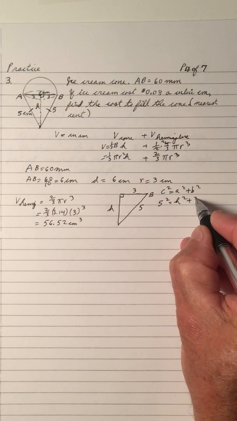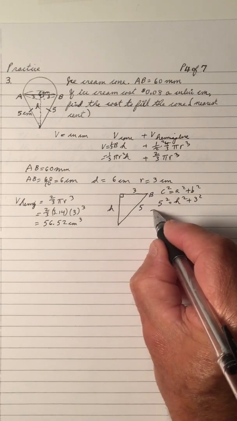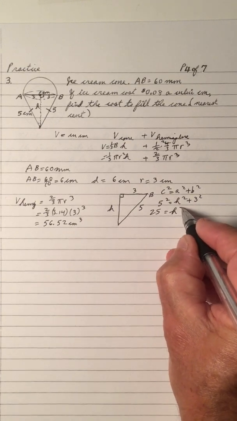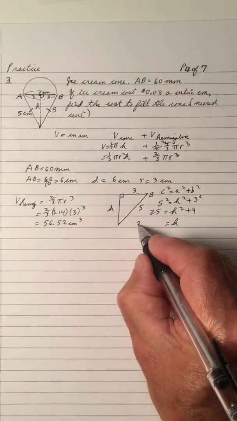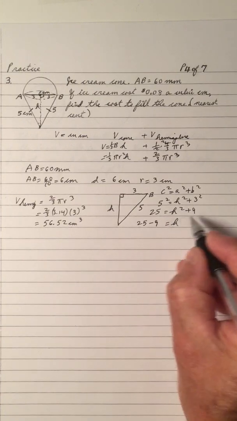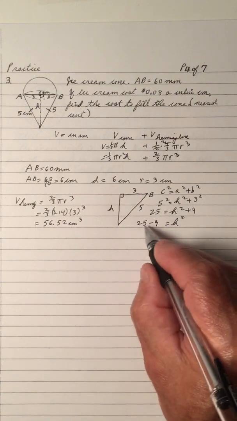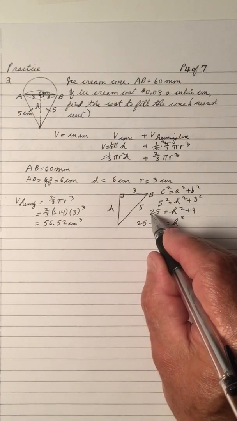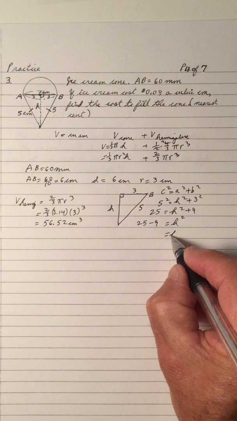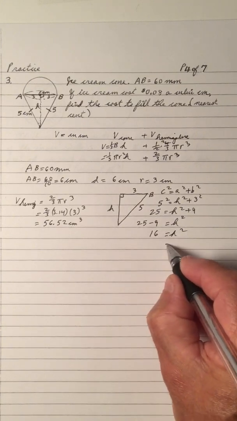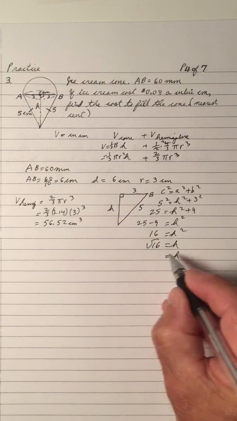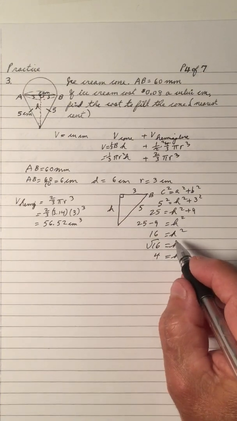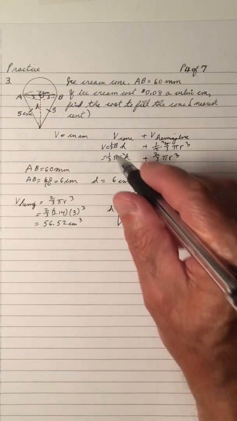And B is 3. 5 squared is 25. H squared, 3 squared is 9. H squared is 25 minus 9. Move the 9 to the left side and change the sign. So H squared is 16. So H is the square root of 16. So H is equal to 4. So now I have my height and my radius.